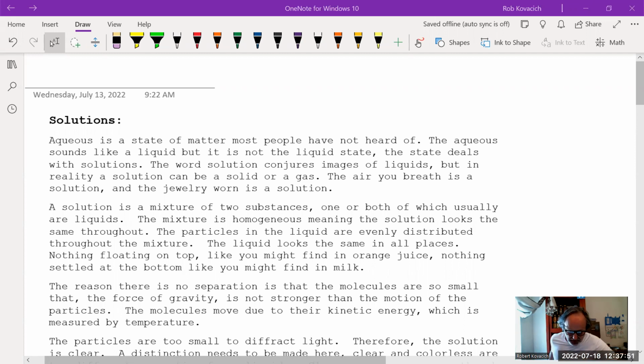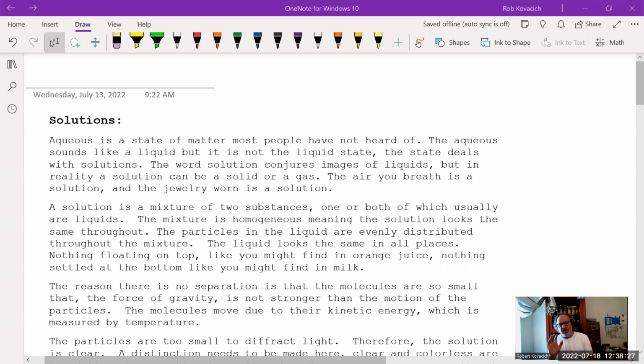So the solution needs to be something that has one object dissolved into another. It needs to be a homogeneous mixture, which means it is a mixture that you can't tell. So that salt water looks the same at the top and the bottom. Kool-Aid should look the same at the top and the bottom, and you need to be able to see through it. There shouldn't be anything floating on top of it, like in orange juice, you might have flecks of the pulp floating on top or settling out at the bottom. Those aren't solutions because they've got objects floating around inside of them.